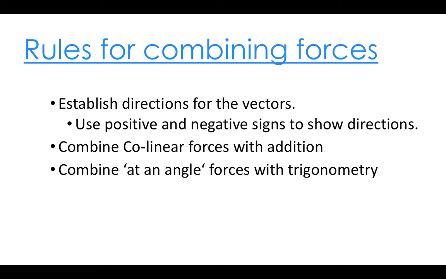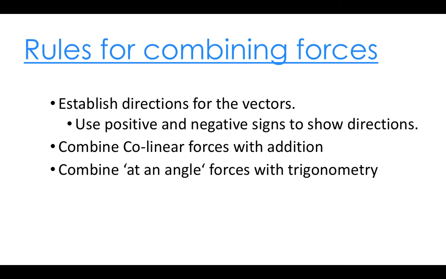There are some rules for combining forces. We need to establish directions for the vectors. So we typically do up and down as collinear vectors and side to side as collinear vectors. So if we did up and down, then we would call up positive most of the time and down negative most of the time. The second bullet on this page indicates that we can combine collinear vectors with addition.